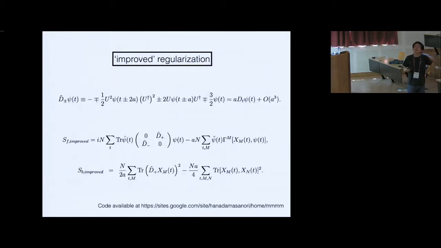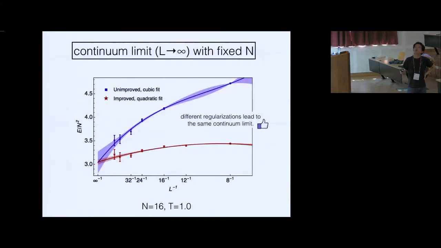And we can also do order a improvement at tree level, by using a bit more complicated derivative for scalars and fermions. And it also works. For example, we can take the continuum limit. So this L is the number of lattice points along the temporal direction. Here we calculated the energy divided by N squared at N equals 16 for the SU(N) theory at temperature T equals 1. And then the naive action and the improved action both converge to the same point.